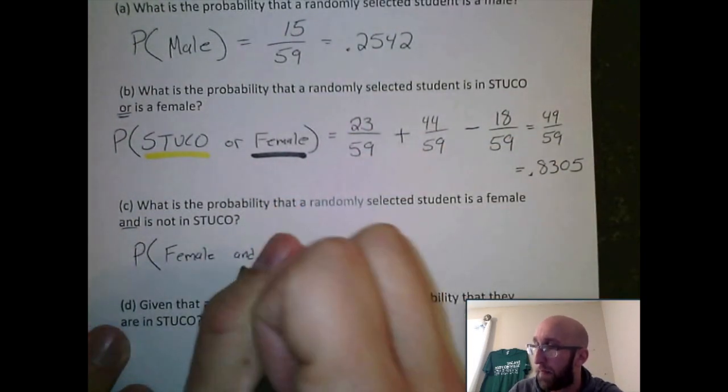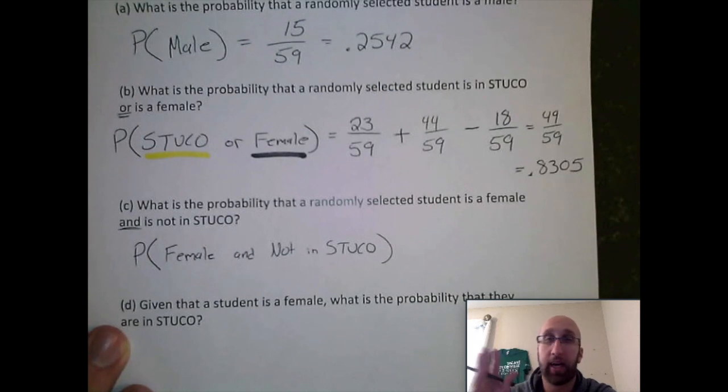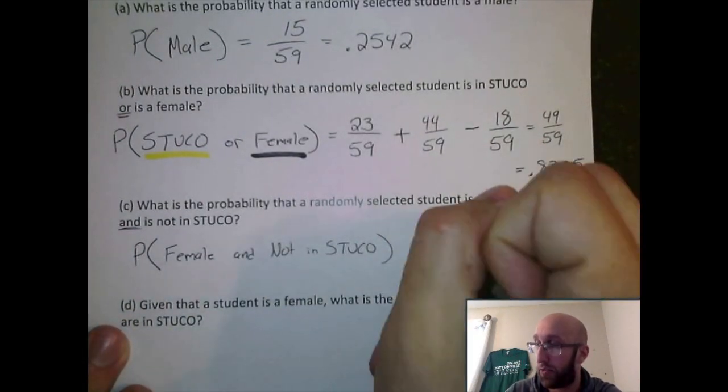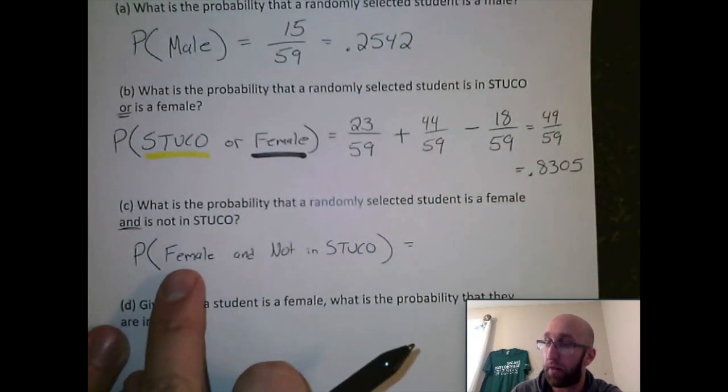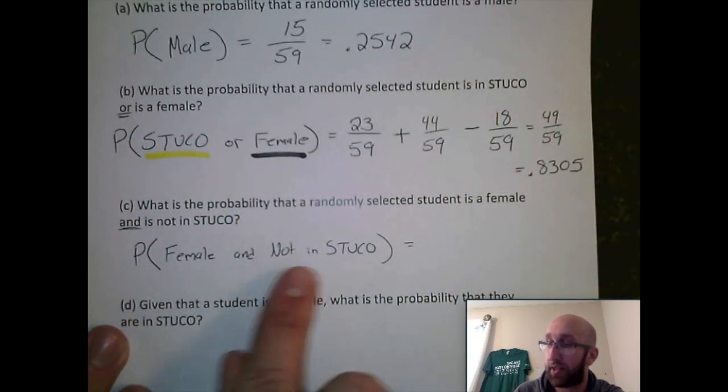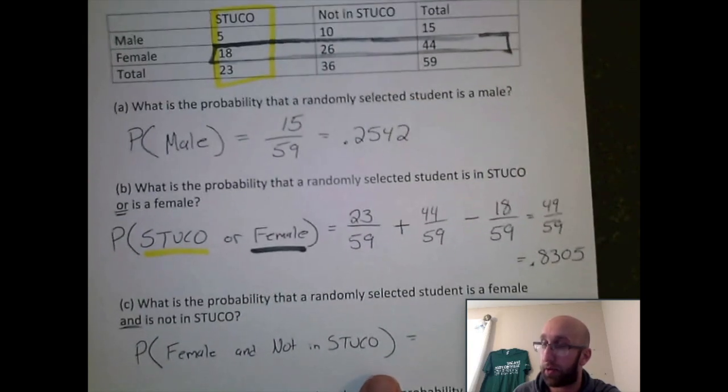Now, a lot of people see this and they think, hey, I gotta multiply. Really just pay attention to what you're trying to find, okay? Don't get too caught up in I need to do this and this is how it's done. Just pay attention to what you're doing. So we need to find the females that are not in Stuco. So female and not in Stuco.